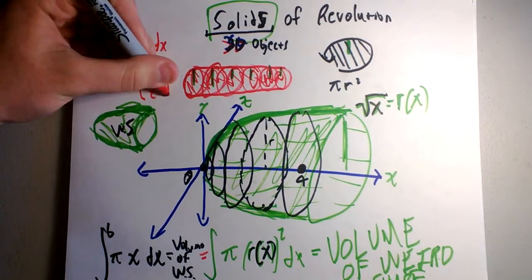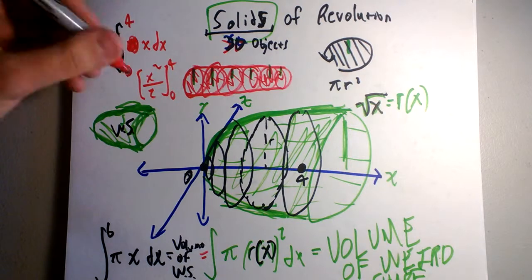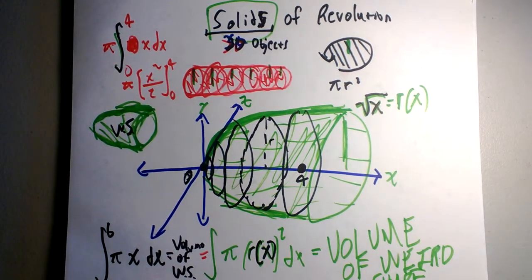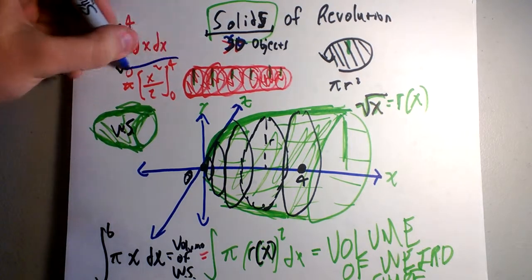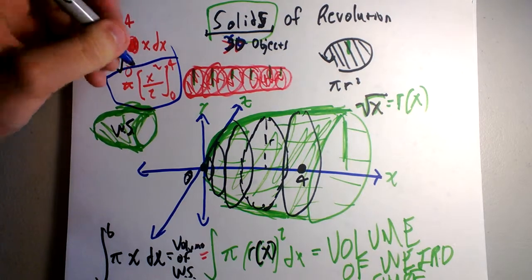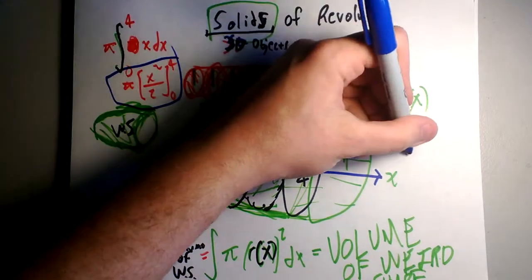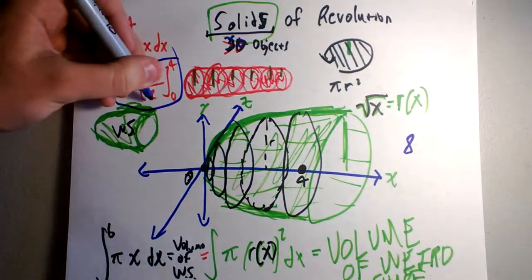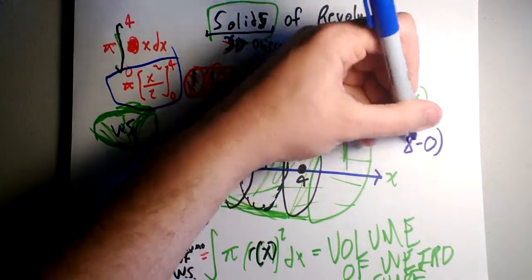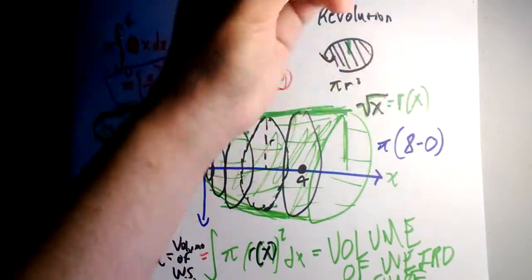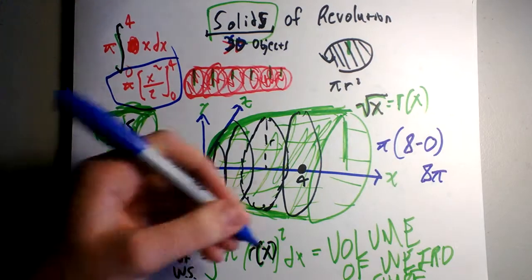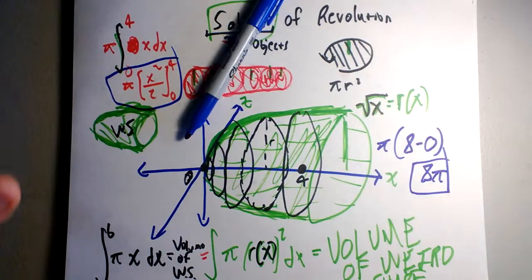And then we plug in two results. We plug it in at 4, then subtract, plug in at 0. Hopefully you're remembering all of this from my earlier videos on calculus. All right, so plug in 4. 4 squared is 16. 16 divided by 2 is 8. So we have 8. 0 squared divided by 2 is 0. So we have 8 minus 0 times pi. So the volume under this curve is 8 pi exactly.